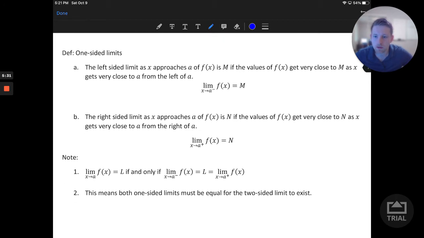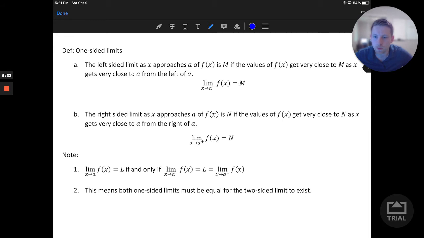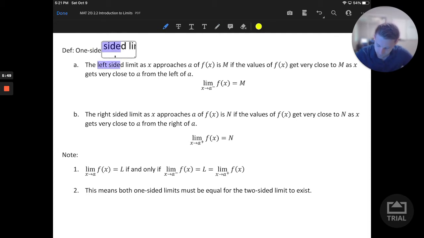A couple other limit notations we'll take a look at are the one-sided limits. We just talked about the two-sided limit where we approach from left and right. Here we can think about what if we just consider the left or the right side individually. So we can say that the left-sided limit as x approaches a of f of x is m if the values of f of x get very close to m as x gets very close to a from the left of a. So the notation for a left-sided limit changes just slightly.